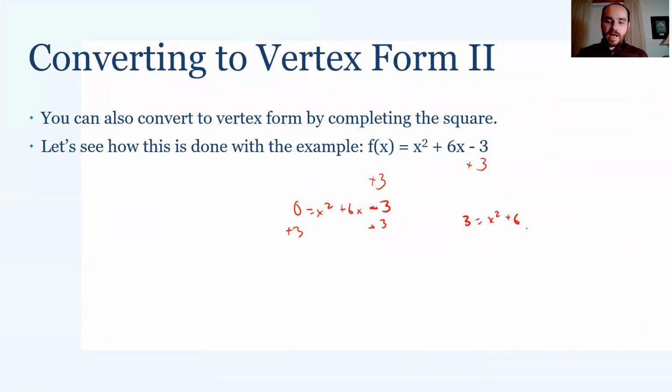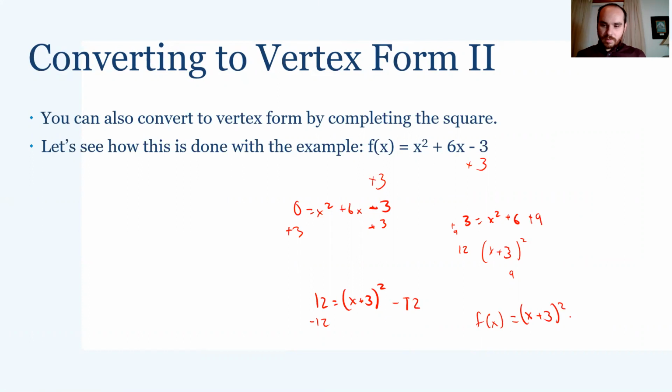And then since we know that we're going for half of this, we've got x plus 3 is what we want squared, and that's going to give us 9 when we're done. So we add 9 to this. And in order to do that, we need to add 9 to this side. So now we get 12. So we have 12 equals (x plus 3) squared. And then we subtract 12 from both sides. And that'll give us our f of x equals (x plus 3) squared minus 12.